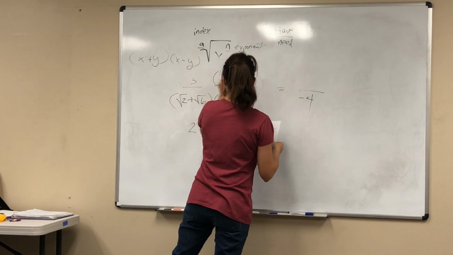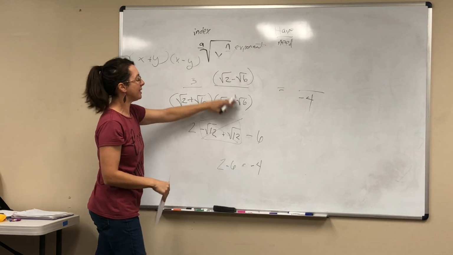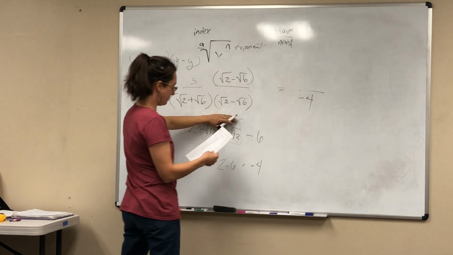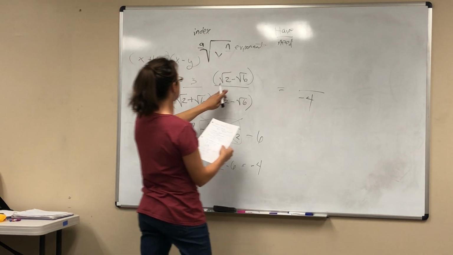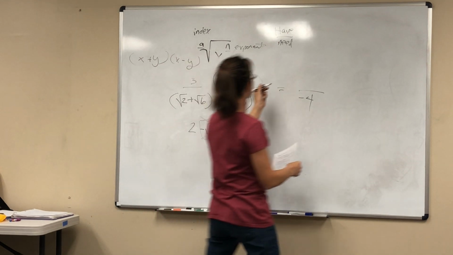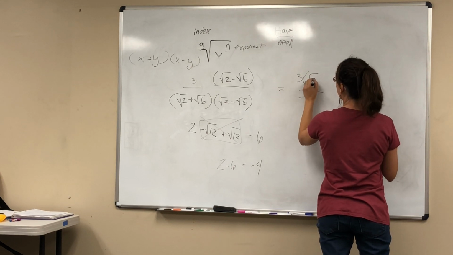I need to do the same to the top, it had to be the exact same, correct? So now all I do is multiply, and you can leave it, you don't have to multiply it out.